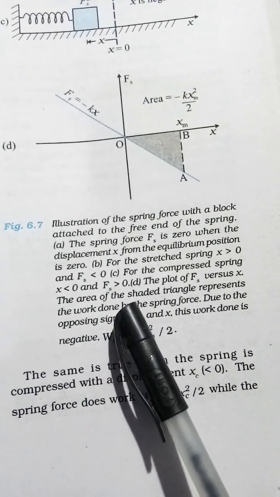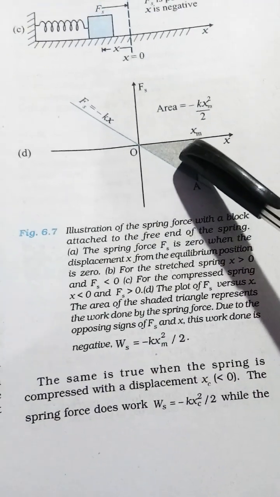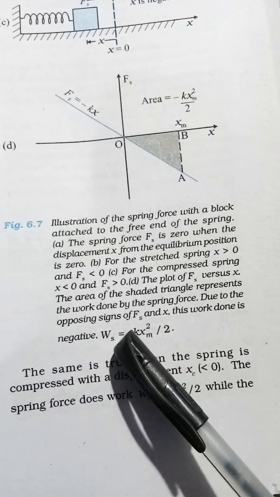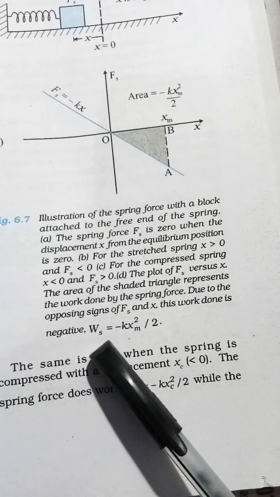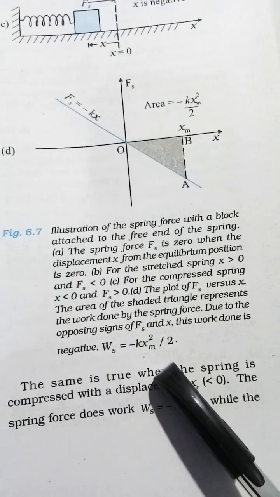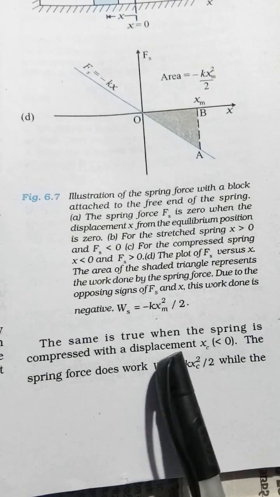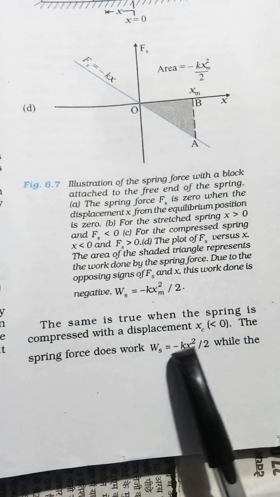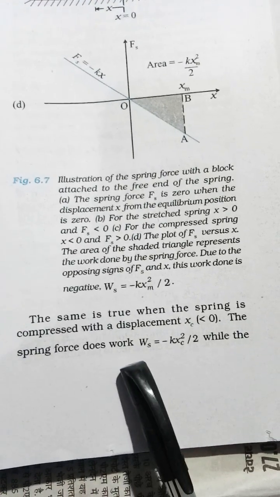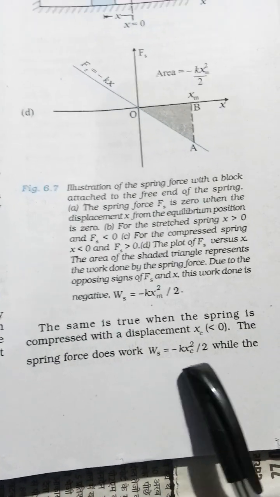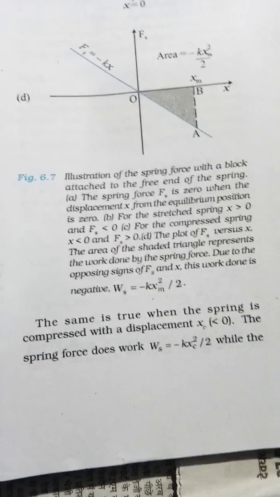In the plot of Fs versus x, the area of the triangle represents the work done by the spring force. Due to the opposite signs of Fs and x, this work done is negative: Ws is minus kx squared by 2. The same is true when the spring is compressed with a displacement x less than 0. The spring force does work Ws equal to minus kx squared by 2.